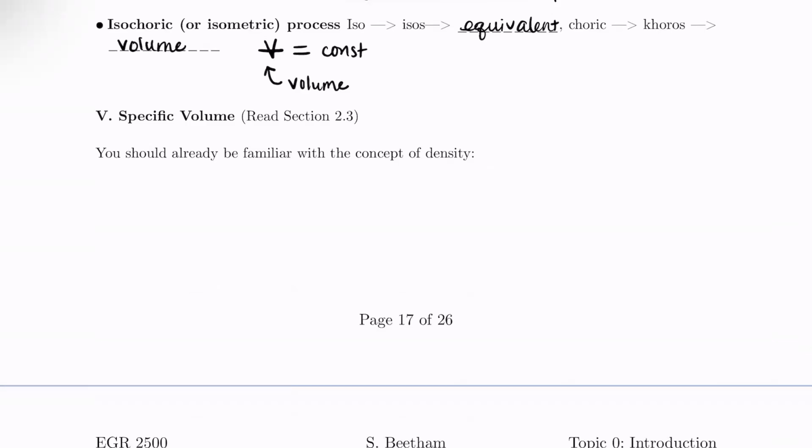Now we've mentioned that specific variables have to do with dividing by mass, right? So a special one that we care about a lot in this class that we're going to make use of is specific volume. And this one comes essentially from density. So hopefully you're all familiar with density already. Density is just mass over volume, right? And this typically has units of things like kilogram per meter cubed in SI units or pounds of mass per cubic foot in English units, and so on and so forth.